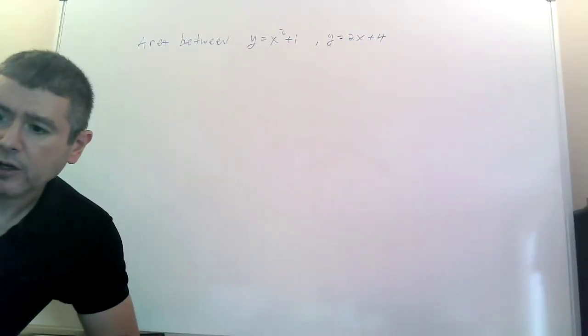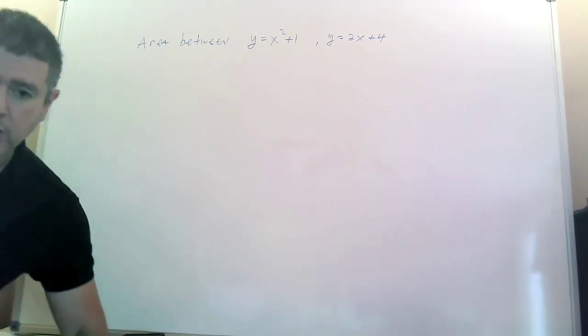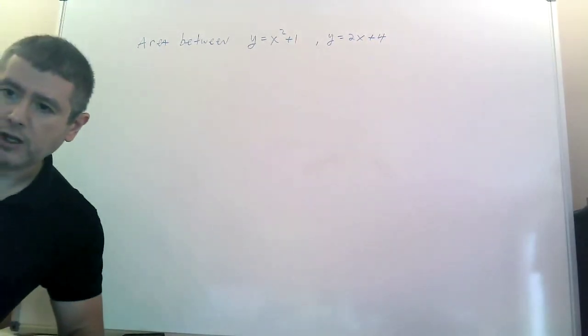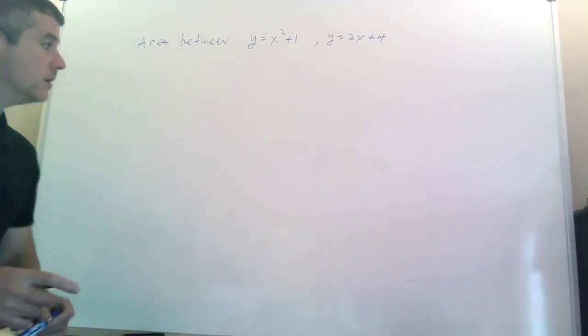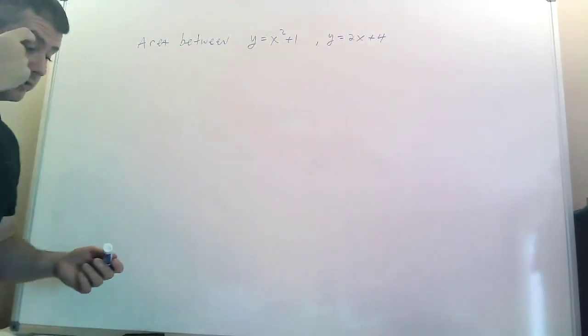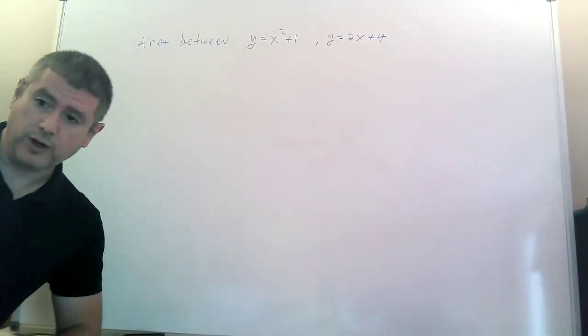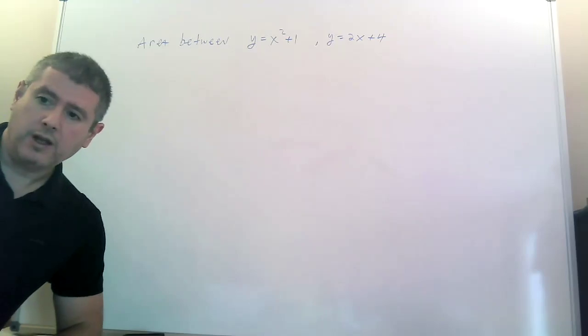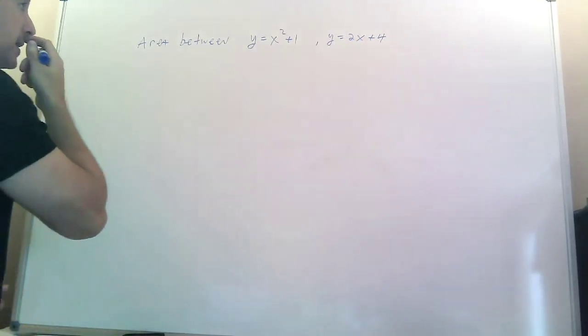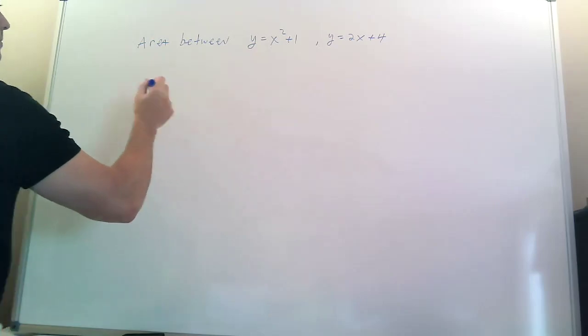Okay, area under the curve. Well, actually, area between the curves. The trickiest part to this is making a very rough sketch of the graphs so that you know which one is above and which one is below. You don't have to be super precise.